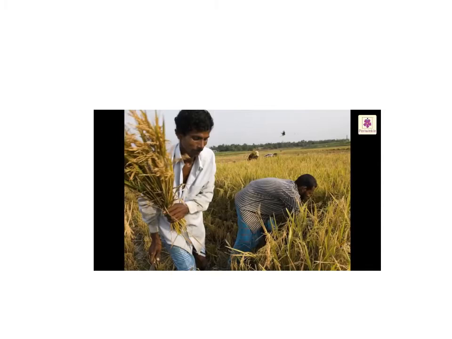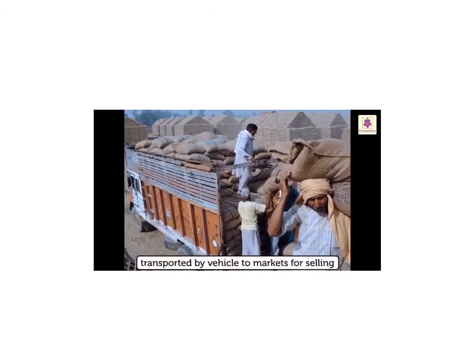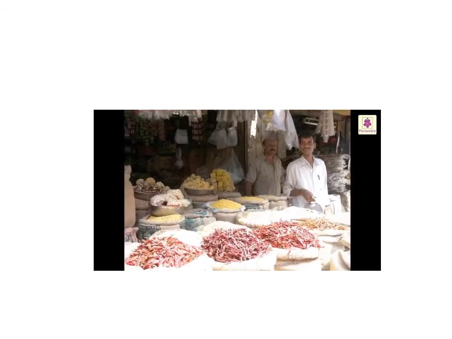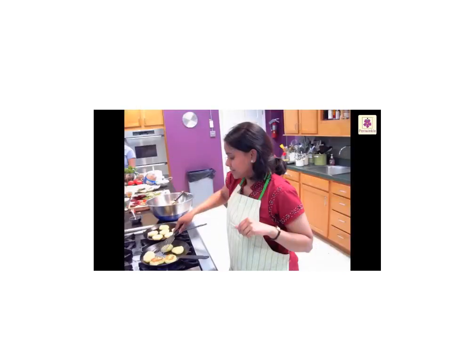Once the crops are grown, the farmers harvest them. Then they are transported by vehicle to the markets for selling. We buy these food grains from the shopkeepers, and at last we cook food with these food grains.